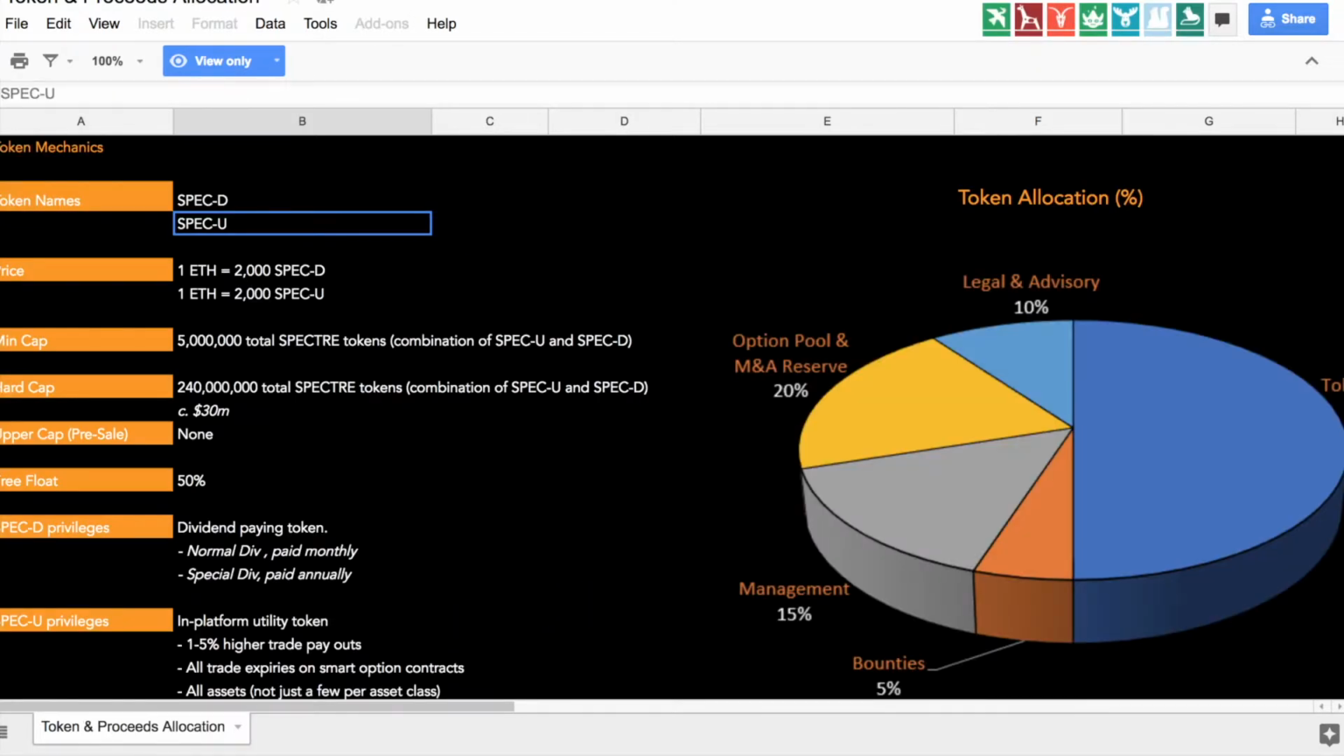Coming back to token and proceed allocation, guys. So the price: 1 ether equals 2000 Spec D and Spec U.